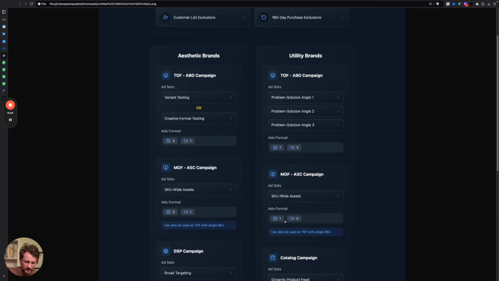And again, we still have the same ratio here of image to video based on these, but again, you can totally use these as top of funnel. Just depends on the brand. I've seen it work both ways, right?